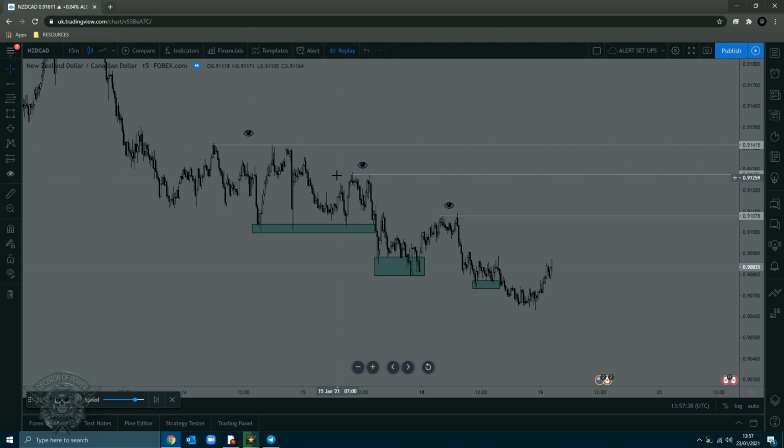Alright, so as we've had this move down, I always highlight these areas. I haven't touched on this in previous videos because I didn't want to get into targets during the process of trying to teach the setup.